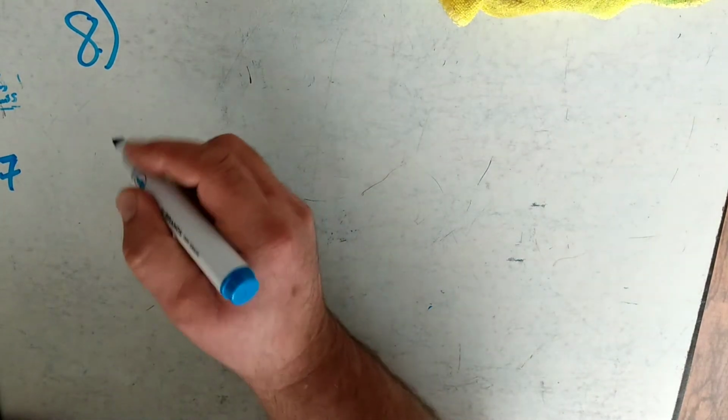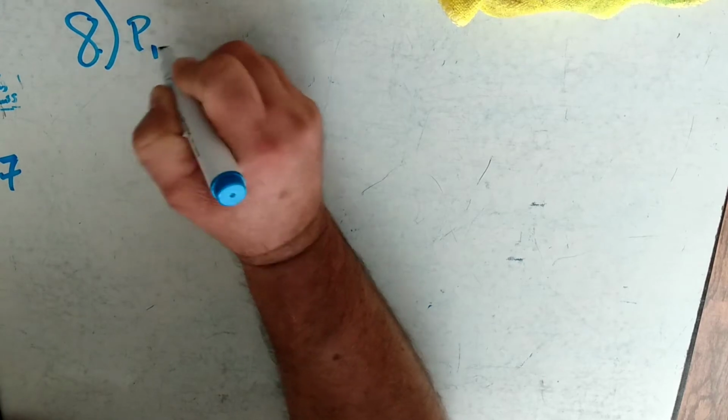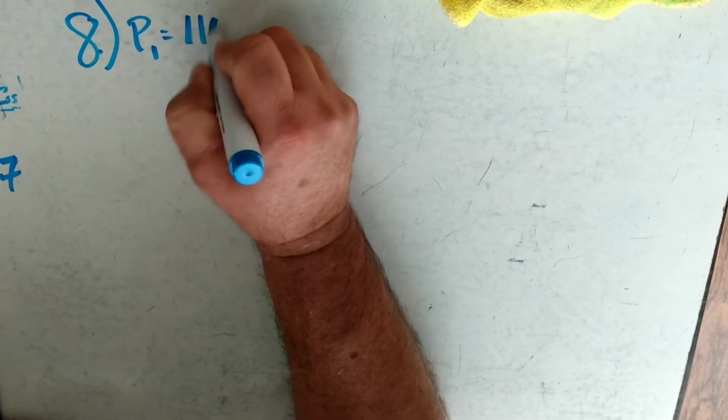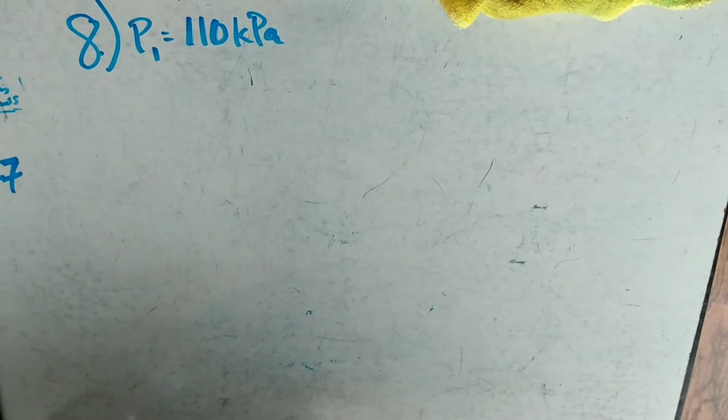Problem number 8. Okay, so let's write down what we do know from problem number 8. A gas at 110 kilopascal. So that means we have a pressure, we'll call it P1, equals 110 kilopascal, and 30 degrees Celsius.